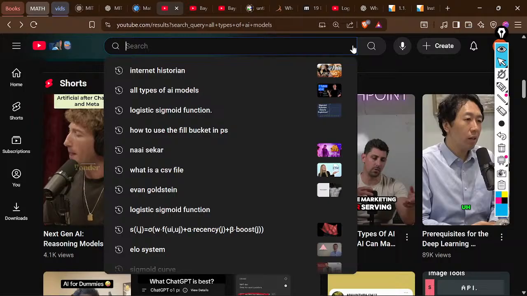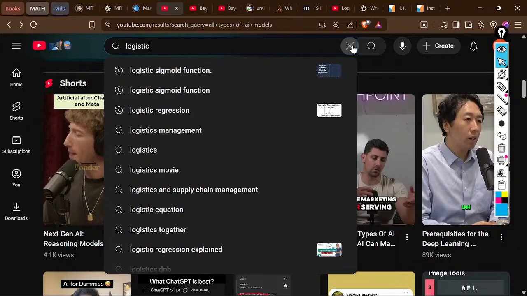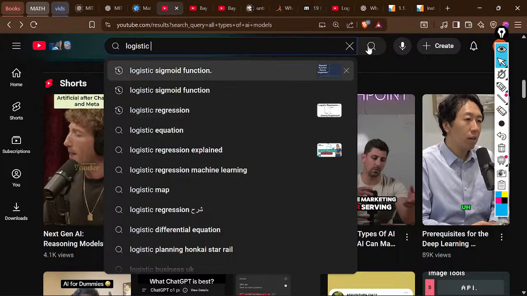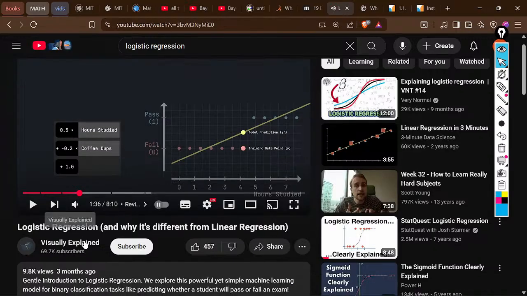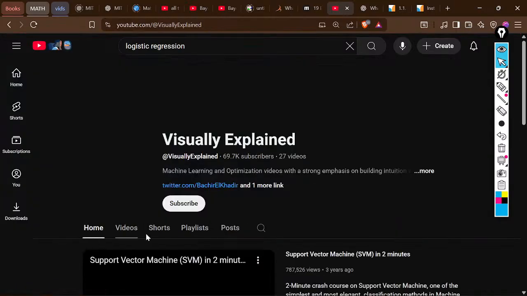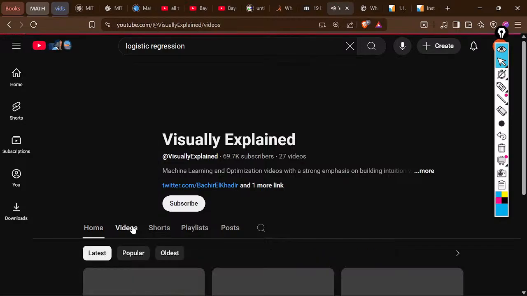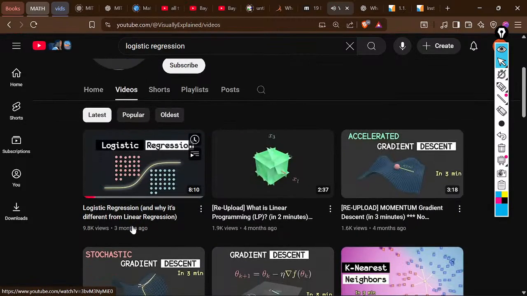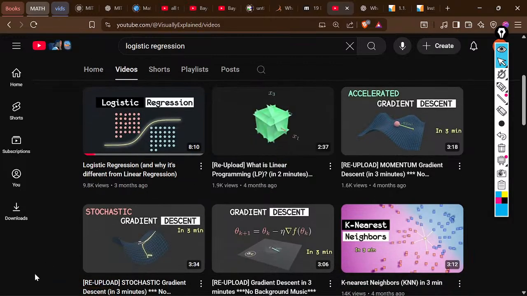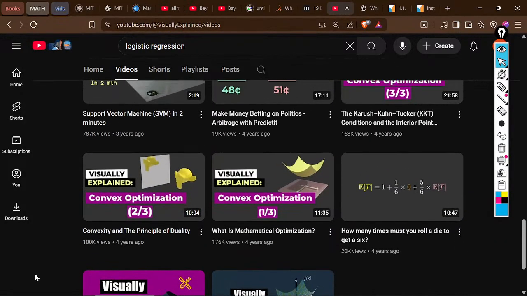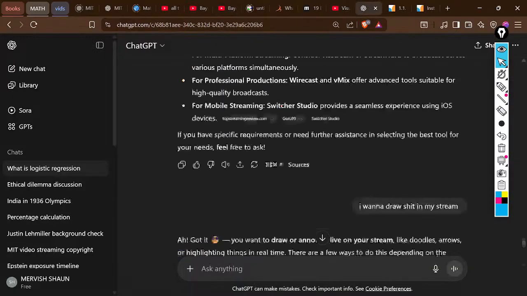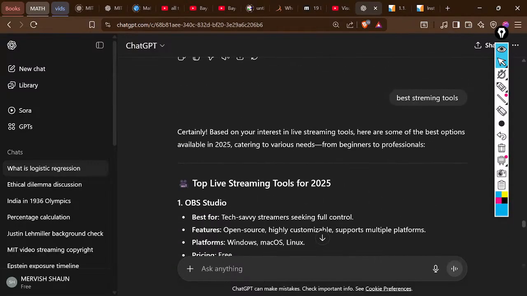I'm looking for visually explained. Let's see. In machine learning, one of the... What is linear programming? This sounds interesting. Okay, I'm all over the place. Fuck.